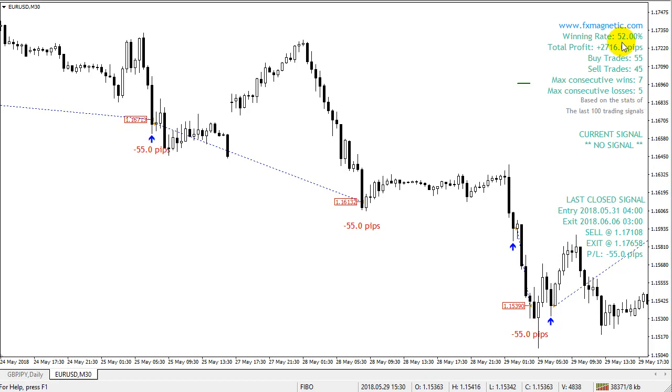Win rate by itself is meaningless. What matters is that your winners are bigger than your losers. Total profit, 2,716 pips. That's pretty cool. Now, this number here, though, sorry, where'd it go? This losing number is actually a little liberal. It's a little bit too much, and I'm about to show you why.